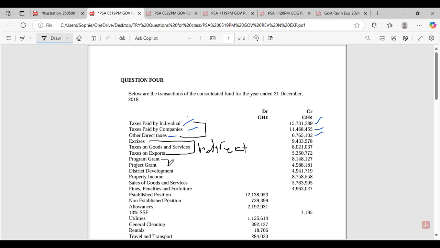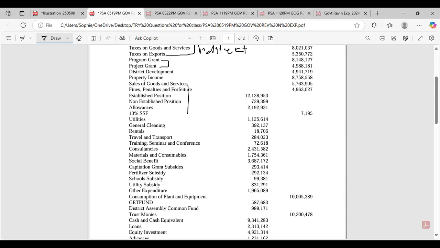Okay. So we have district development, property income, sale of goods and services. Sale of goods and services. We have fines, penalties, and forfeitures. We have established position, non-established position. Okay. We have allowance. Okay. Let me take you back a bit.